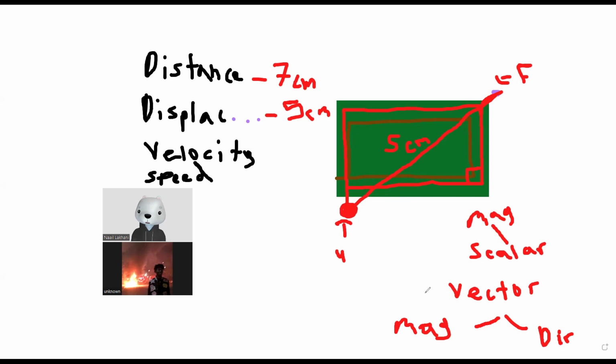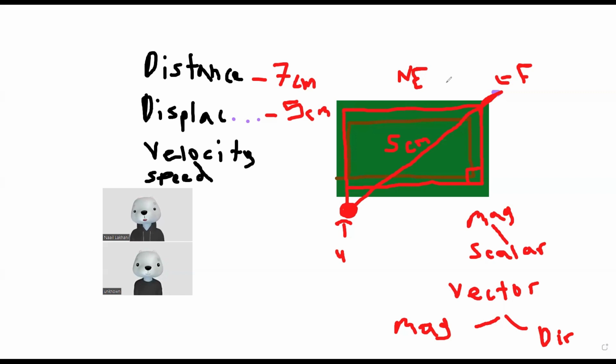But displacement has a specific direction because it's a straight line. In this example, it's going east and north, so it'll be northeast. Remember this: whenever you're calculating displacement, always make sure to put the direction, because displacement always has direction. It's a vector quantity. Distance doesn't have direction.